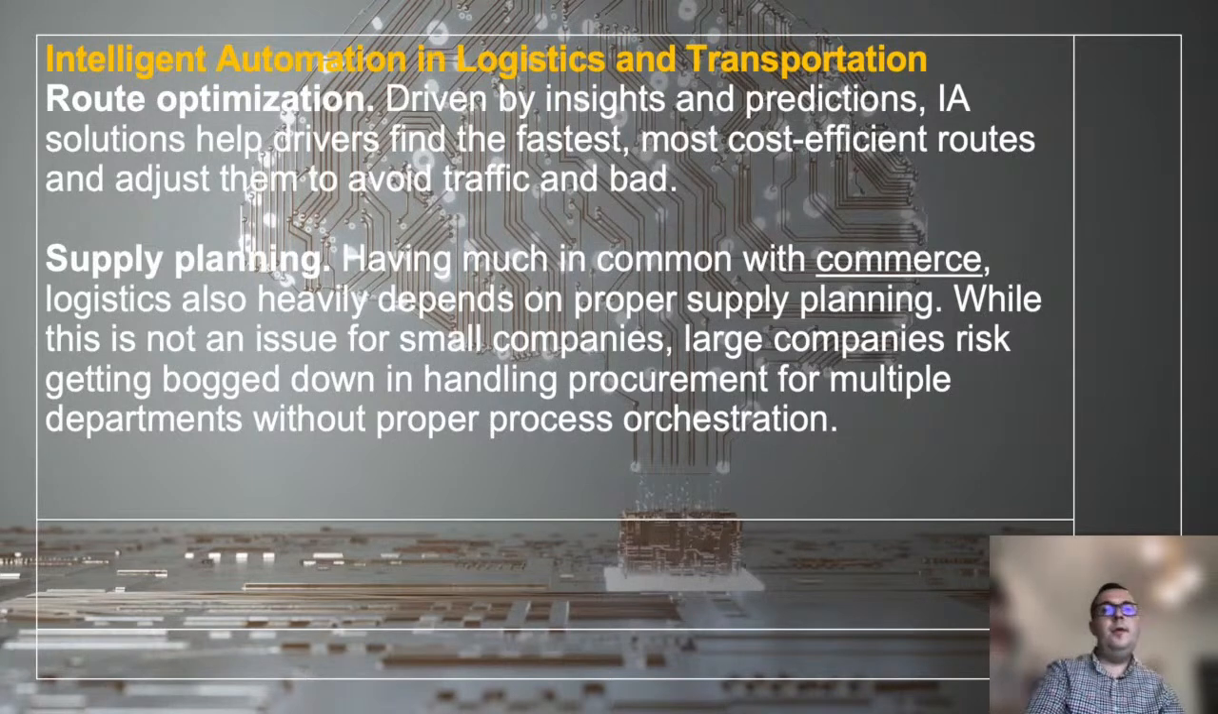We also have another example of intelligent automation in logistics and transportation related to supply planning. Having much in common with commerce, logistics also heavily depends on proper supply planning. While this is not an issue for small companies, many large companies risk getting bogged down in handling procurement for multiple departments without proper process orchestration.